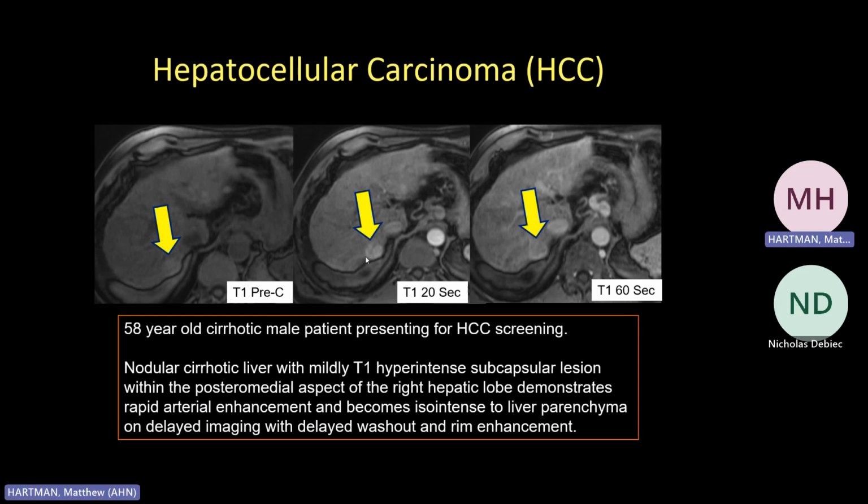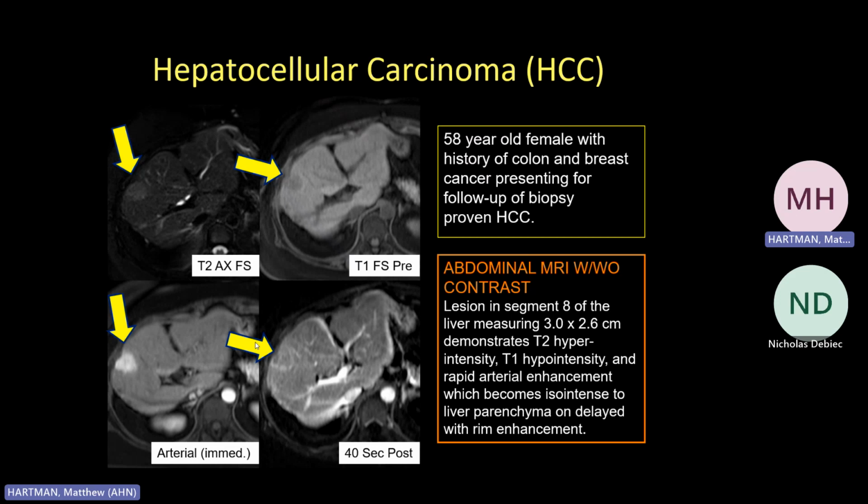Arterial phase becomes brighter, and on later phases, it's going to wash out. It's going to become less signal than the rest of the liver and gets a little capsule around it. This is classic for HCC. Another patient, again, note the brisk arterial enhancement. On the delayed, becomes lower signal than the rest of the liver and may have a capsule. These cases where it's classic like this, we can obviate the need for a biopsy.